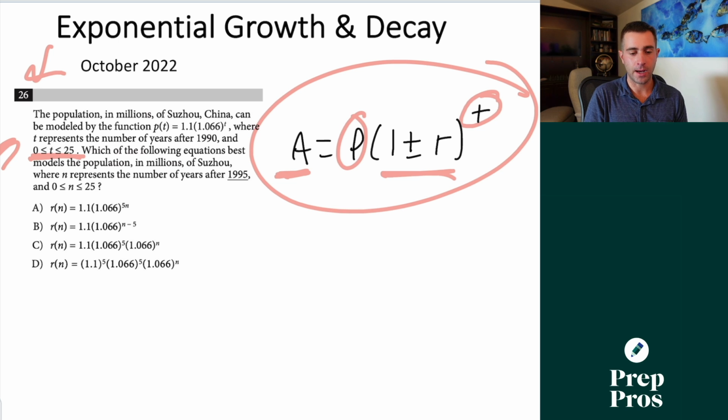Which of the following equations best models the population in millions of Suzhou, where n represents the number of years after 1995, and 0 is less than n is less than 25?